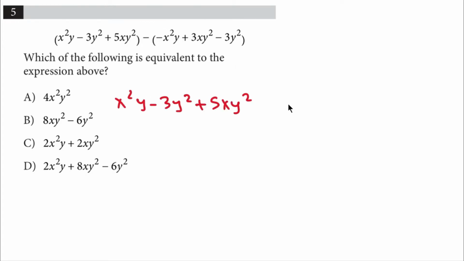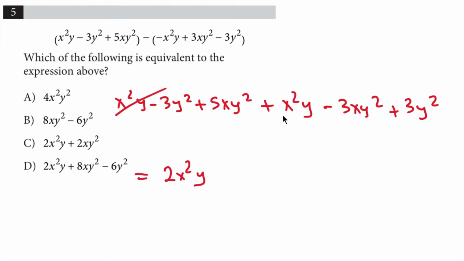Negative times negative x squared times y will give us positive x squared times y. Then negative sign times 3x y squared will give us negative 3x y squared, and negative times negative 3y squared will give us positive 3y squared. Now let's sum the like terms. Well, x squared times y and x squared times y will sum up, and they will give us 2x squared y. So we can cross them out.